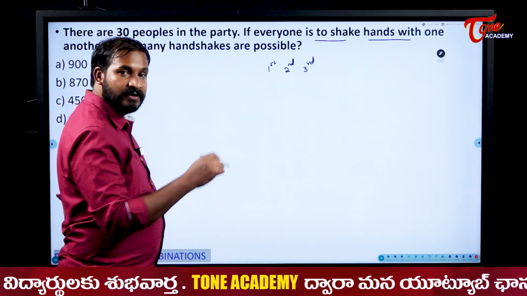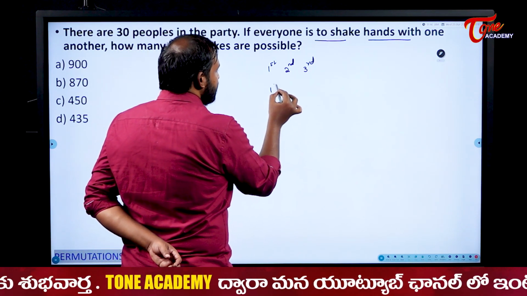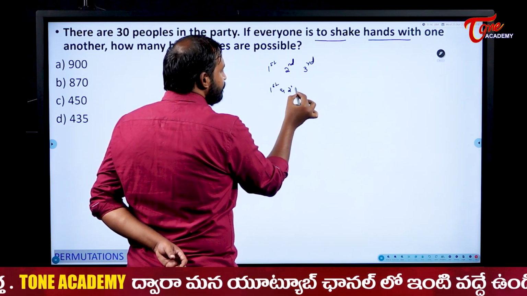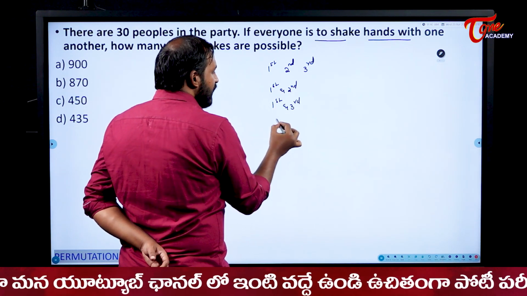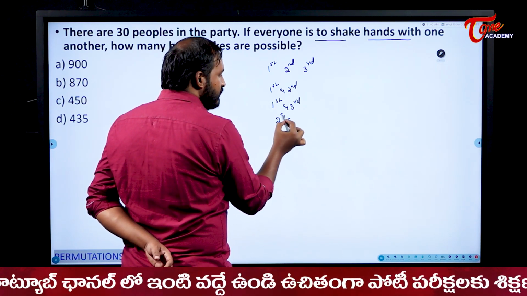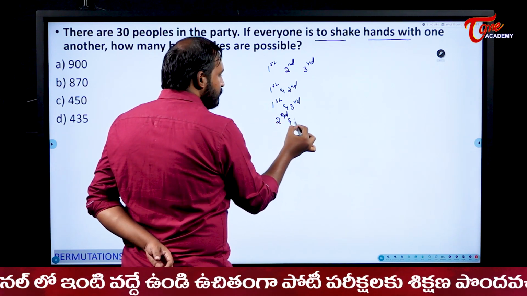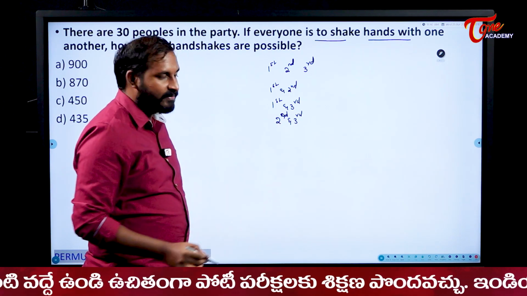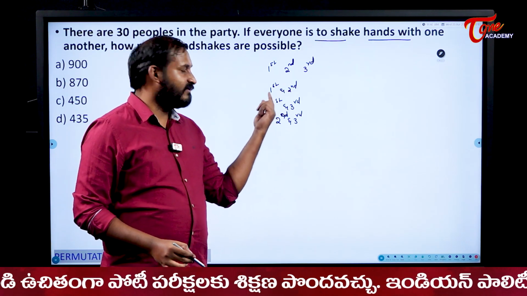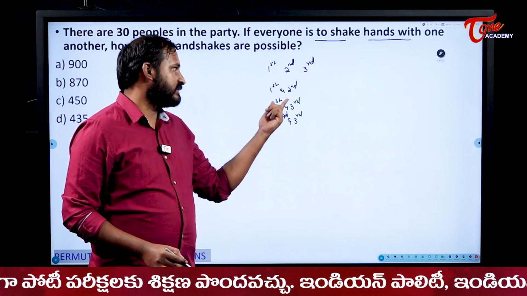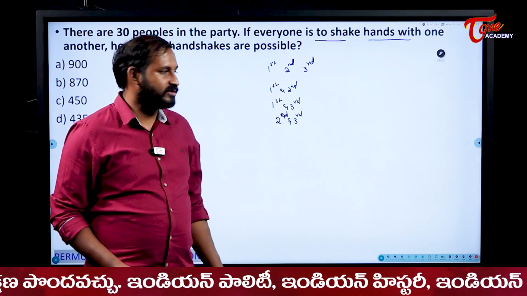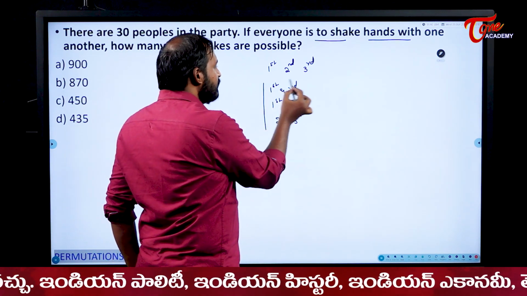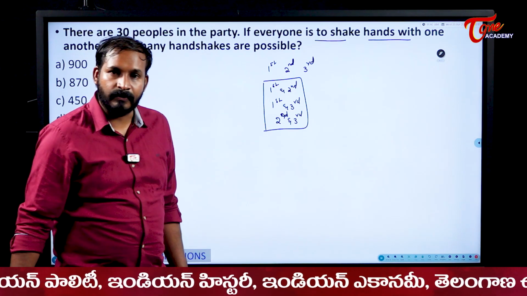Now tell me how it will happen. First and second is one combination. First and third is one combination. And second and third is another combination, right? Second will shake hands with first and third. Third will shake hands with first and second. First will shake hands with second and third. So in total how many ways did I get here? 3 different ways, sir. Okay, good, superb.